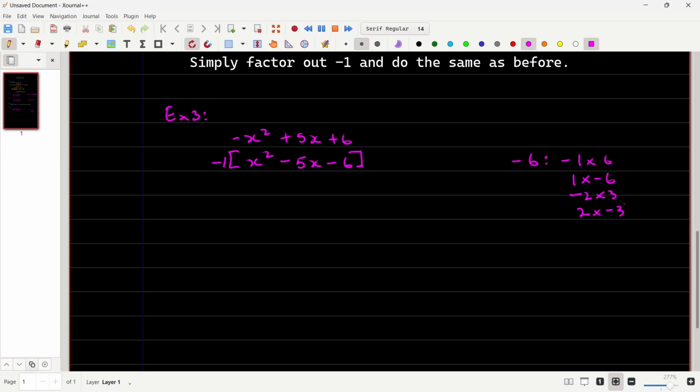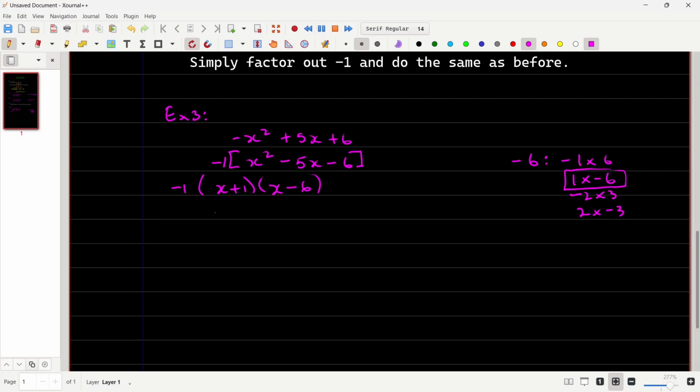And we're looking for negative 5. And we're seeing here, if we add these together, we get negative 5. So we have minus 1. We'll just put that here. Minus 1 into x plus 1 and x minus 6.